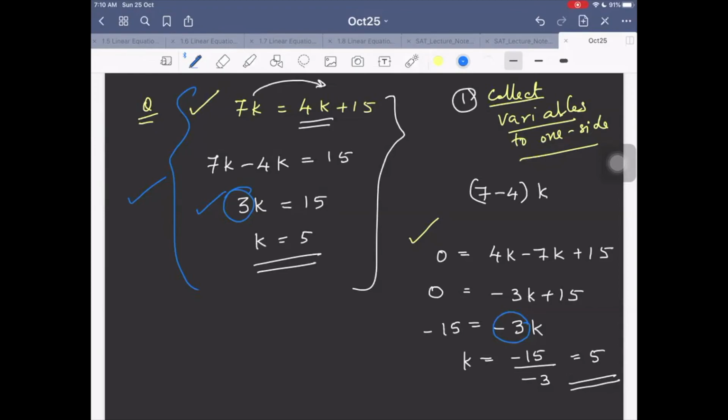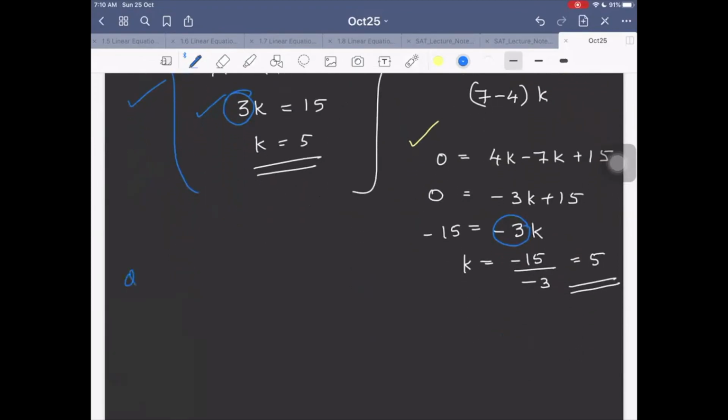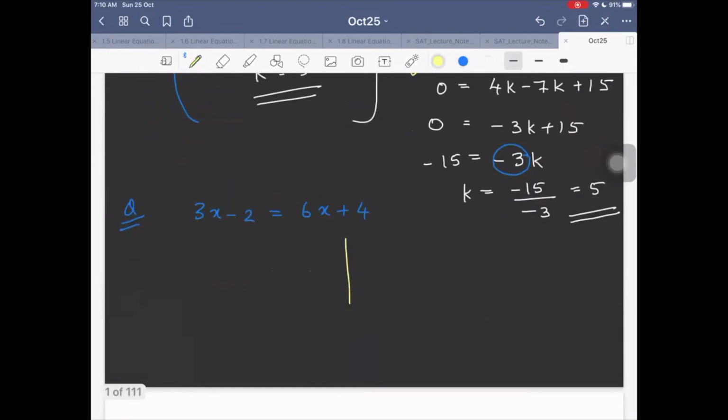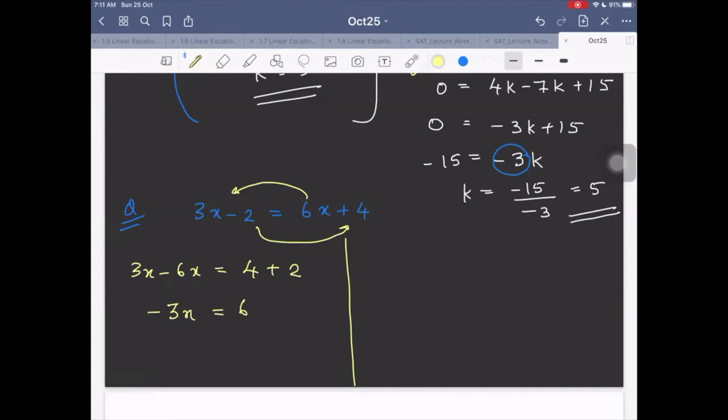Let's quickly do one more question. Suppose we have 3x minus 2 is equal to 6x plus 4. Please listen. So one way is you can bring 6x to this side, take minus 2 to the other side. So we have 3x minus 6x is equal to 4. And the minus 2 on the other side will be plus 2. So minus 3x is equal to 6. So you have x is equal to 6 divided by minus 3, and the answer will be minus 2.